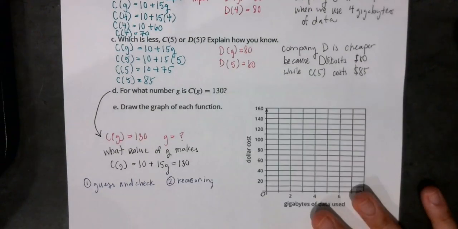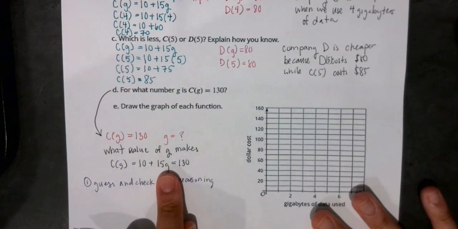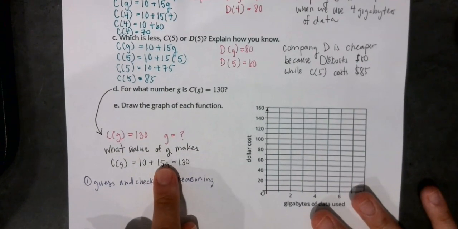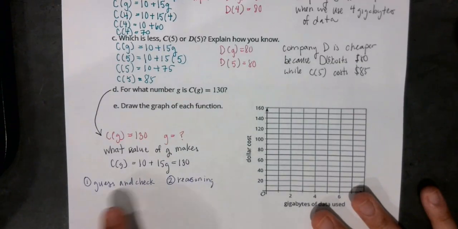Another way students might solve this is to use their reasoning about the situation to break apart the problem. For example, a student might reason that $130 is made up of 10 plus the cost of gigabytes. 15G is how much the gigabytes cost. Taking away the $10 from both sides, we have that the cost of gigabytes is $120. Lastly, we know that each gigabyte is $15 and that 15 times 8 equals $120, so we used 8 gigabytes.